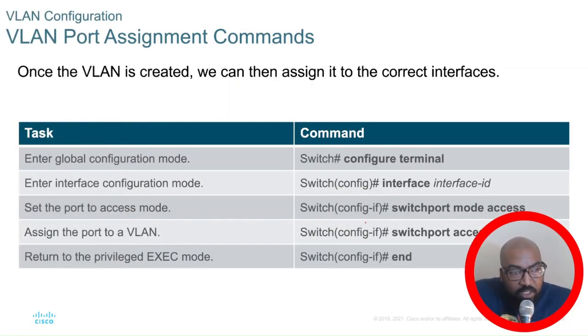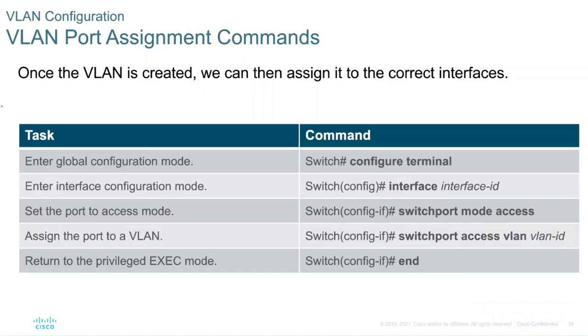So once a VLAN is created, we can then assign it to the correct interfaces. So we're going to enable configuration mode. We're going to go to config terminal interface. And that command, as I told you, they showed you the example of the train track switching. The command is called switchport mode access.